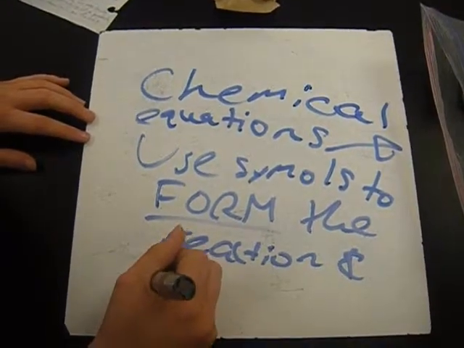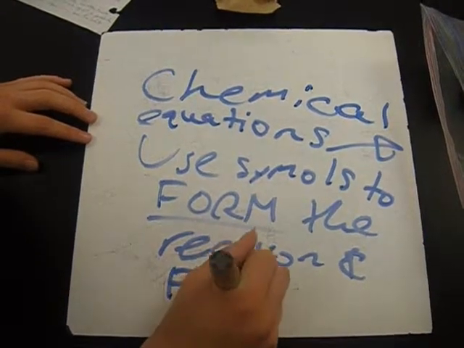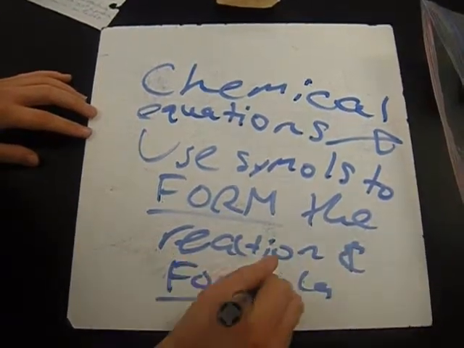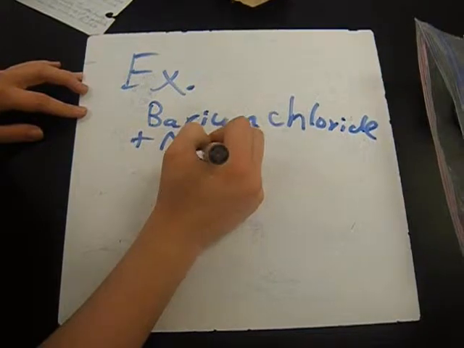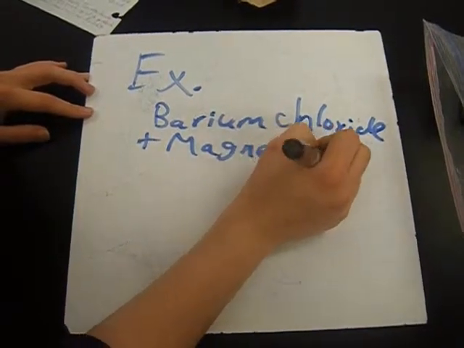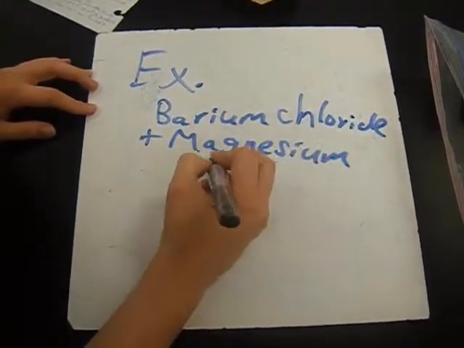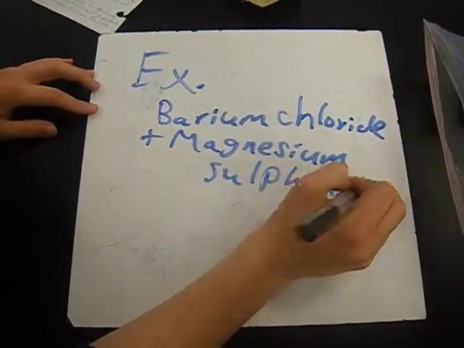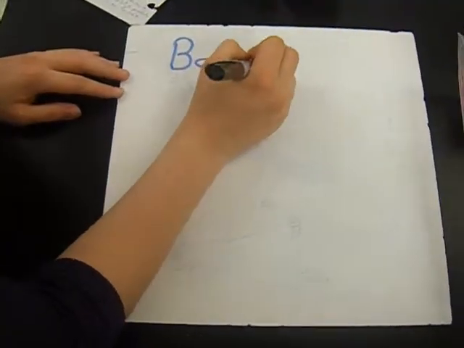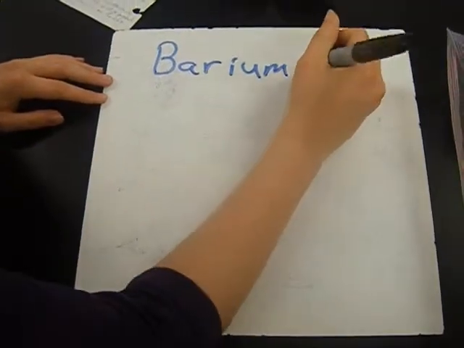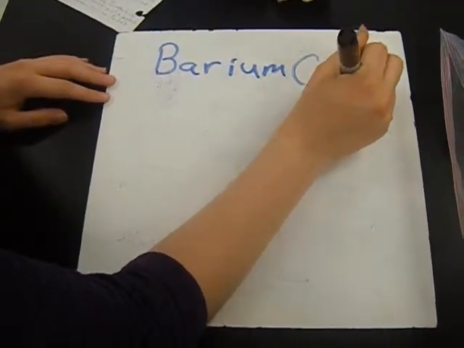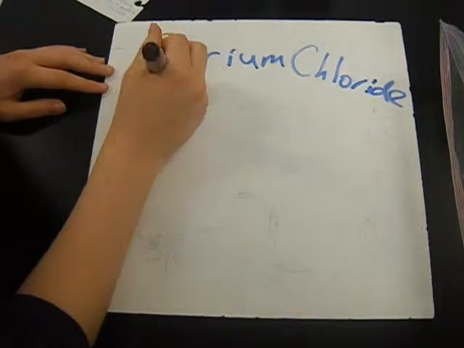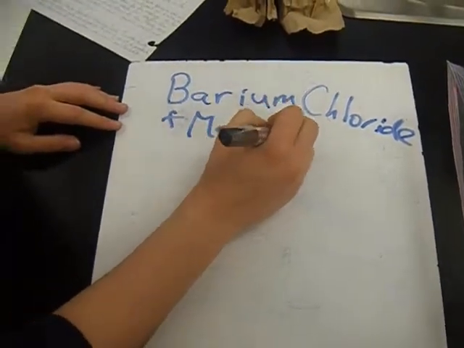Now, using the chemical reaction between barium chloride, which is an aqueous solution, and magnesium sulfate, which is also aqueous, I will show a word and a chemical equation between them. The finished product will be barium sulfate and magnesium chloride.